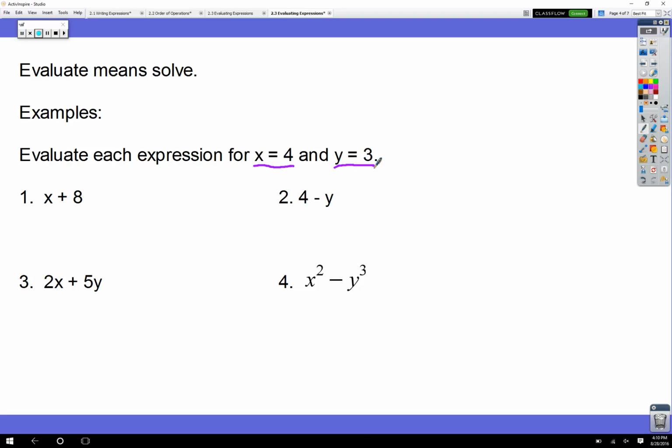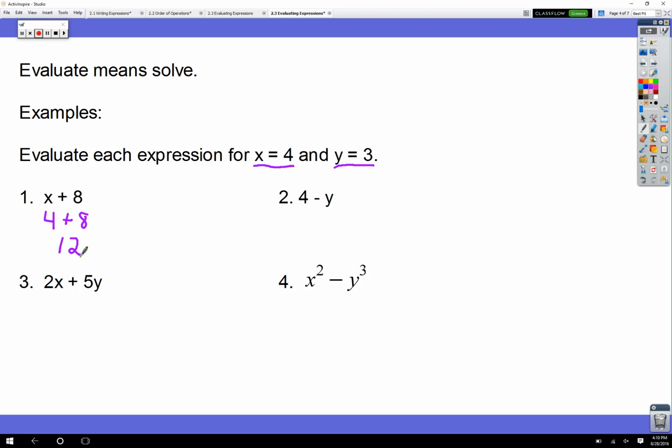So I want you to do these in a very specific way, just how you did the order of operations problems. First, you should write down the problem. Next, I want to see what it looks like when you fill in the number for the variable. So for number 1, we have x plus 8. X is 4, so I'm going to write this now as 4 plus 8. And now I can solve it. 4 plus 8 is 12.